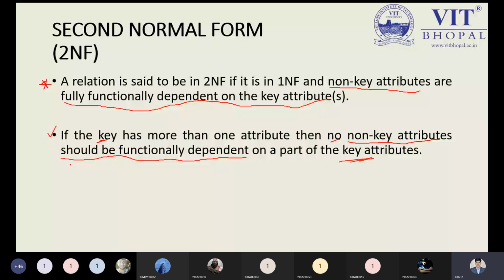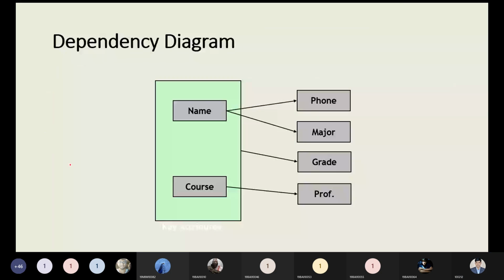You can see the dependency: we know that name is the determinant of the phone and major. So phone and major are the two attributes which depend on the name. Now grade is an attribute which is dependent on the name and course. You can see the diagram carefully. From this you can observe professor depends on the course, major and phone depend on the name. While grade depends on the composite attribute of name and course. This diagram you need to keep in your mind properly.